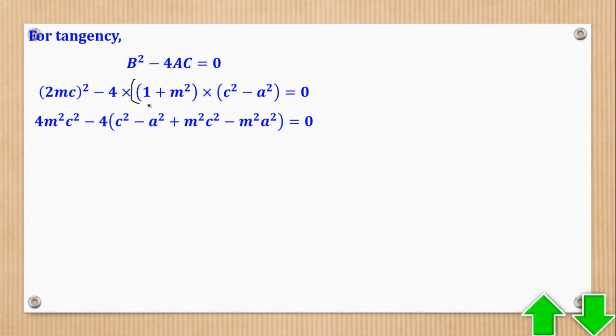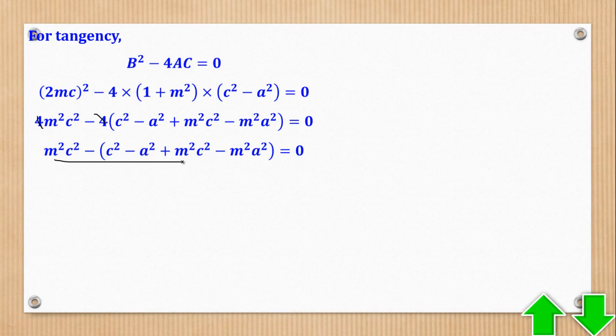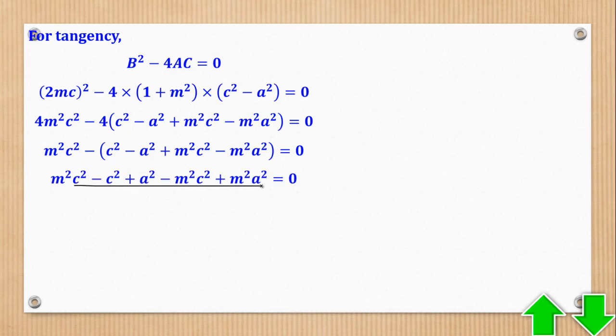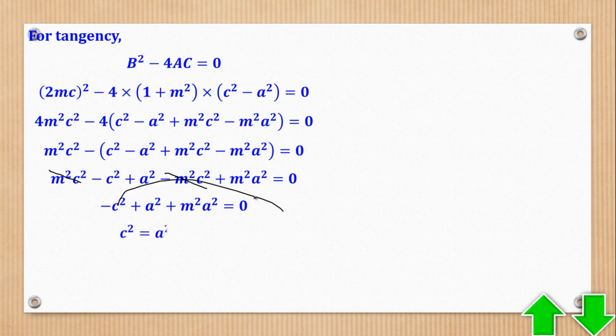So I've expanded this one to give you this. Then this 4 can cancel to give you that. Then remove the bracket to give you this. Then from there I realize that this and this can cancel to give you that. Then take this on this side to give you the required expression.